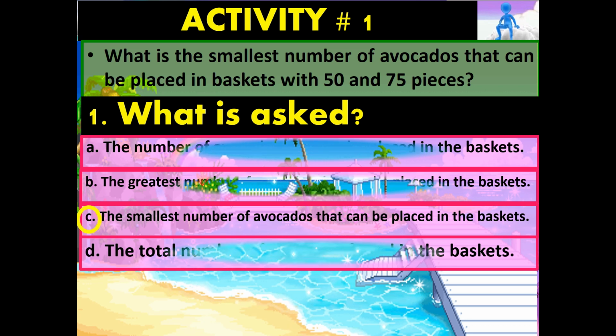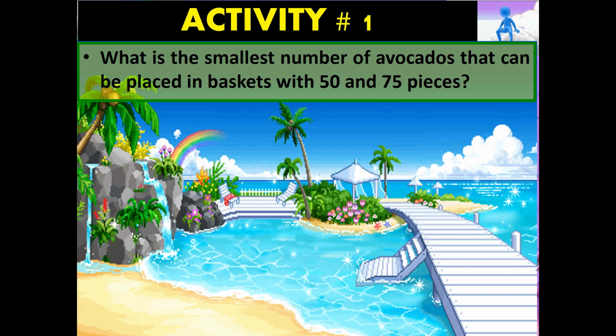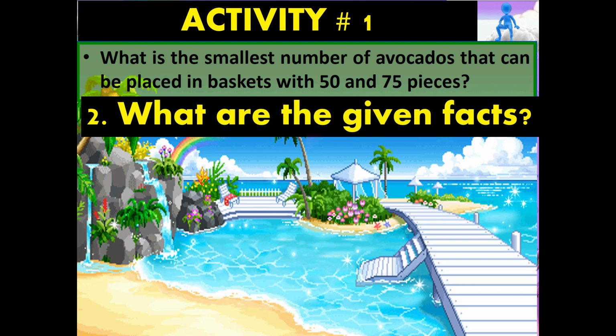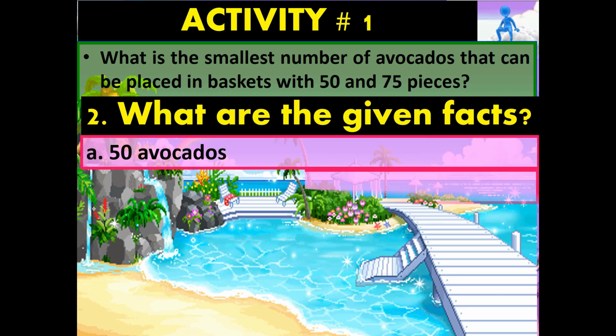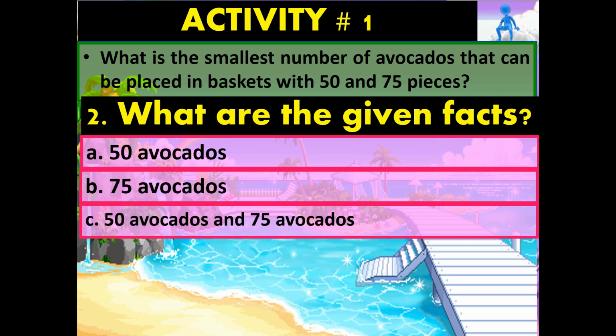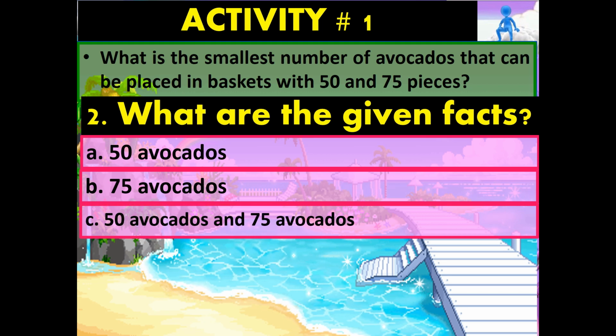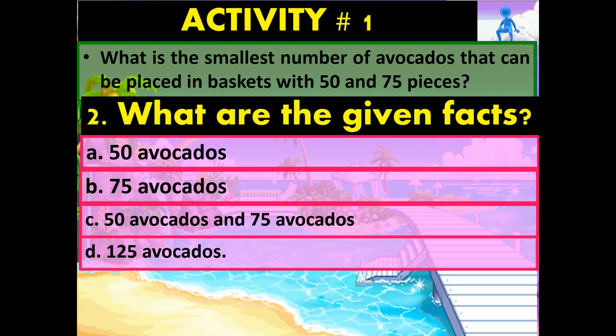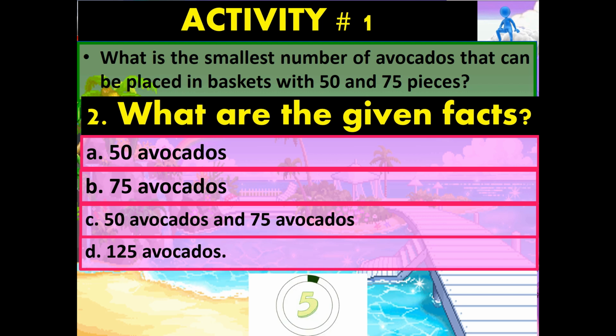Question number 2. What are the given facts? A. 50 avocados. B. 75 avocados. C. 50 avocados and 75 avocados. Or letter D. 125 avocados. Your timer starts now. Alright, the correct answer is letter C.